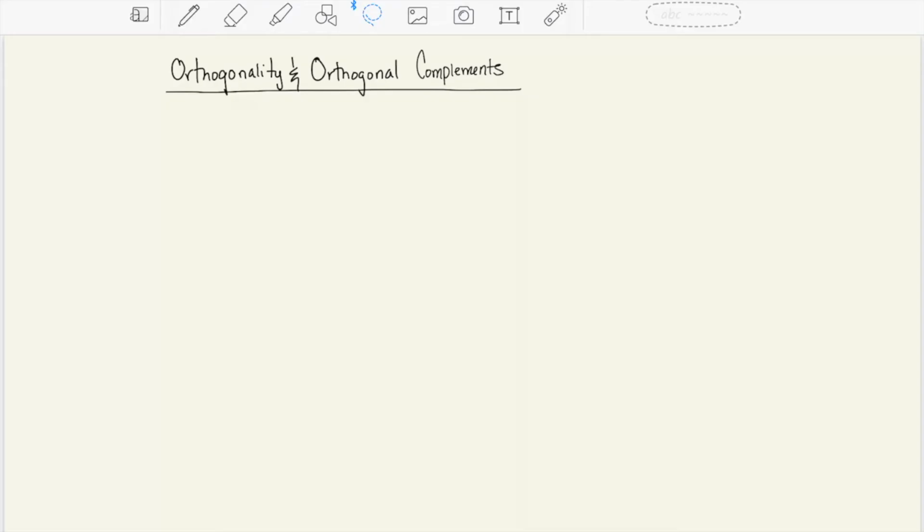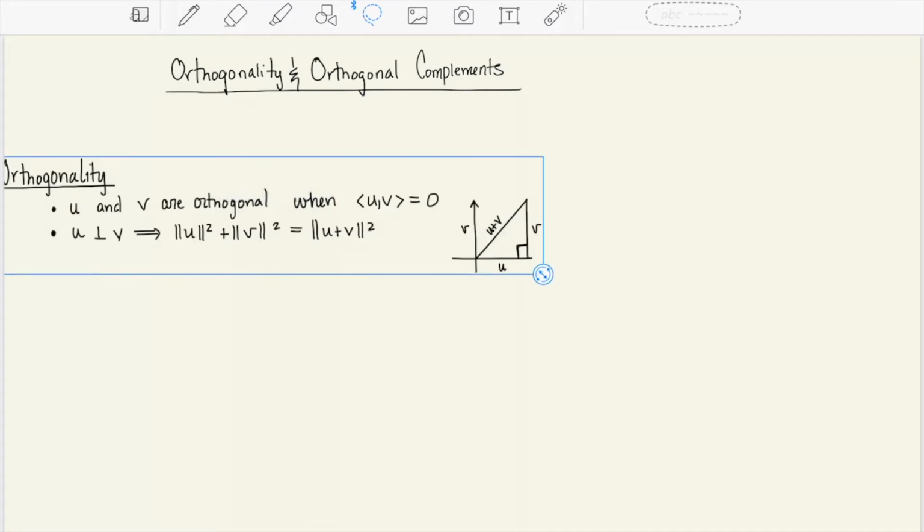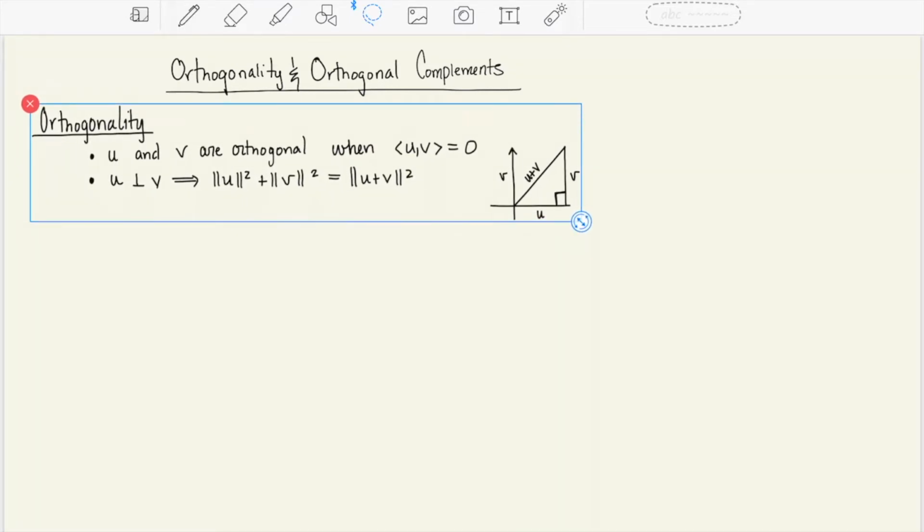This lecture is devoted to the concept of orthogonality and orthogonal complements in an inner product space. Let's first write down the definition of what it means for two vectors to be orthogonal. U and V, two vectors, are orthogonal when the inner product is equal to 0.